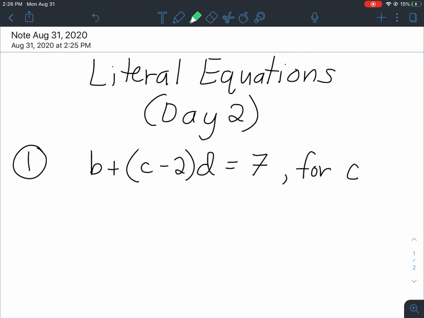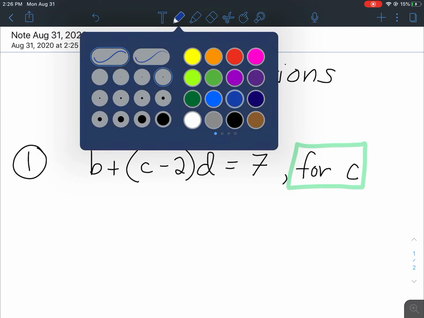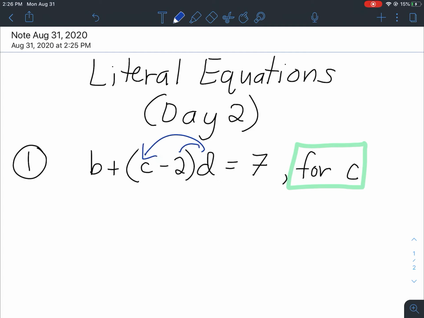So what we talked about this week is when you're solving a literal equation, it's always going to give you an indicated variable to solve for. So in this one, for example, we're trying to solve for c. So we're trying to manipulate this equation to get c equals. So what you're going to do here, first, we have something outside parentheses. So just like equations, we're going to have to distribute here. So we have b plus c times d is cd, negative 2 times d is negative 2d, equals 7.